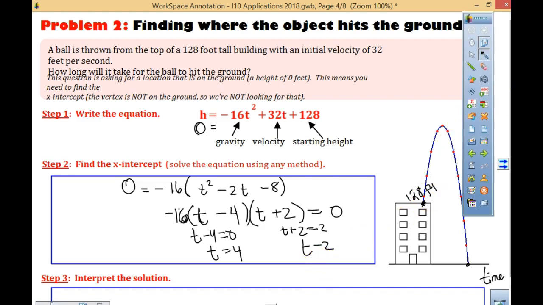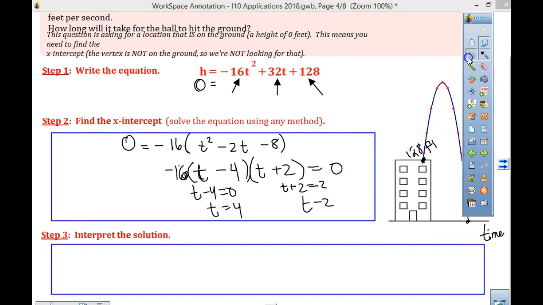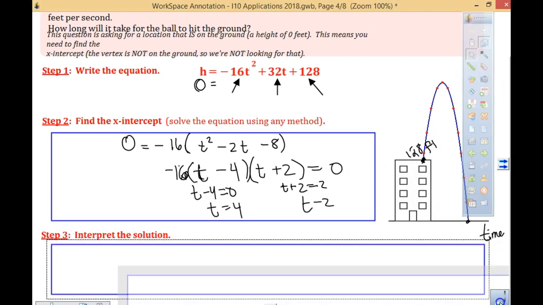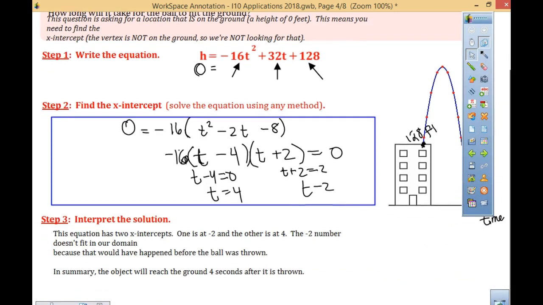So if we are looking at this solution, the question says, when will it hit? This is our solving. This is the work we want to do. Once we have solved, we want to interpret that solution. And our interpretation of that solution is the equation has two x-intercepts, but our key thing is negative 2 and 4. The negative 2 doesn't fit our domain. So when we think about that, negative 2 does not work as our domain. So our solution is it will reach the ground after 4 seconds from being thrown or launched, however you'd like to think about that.